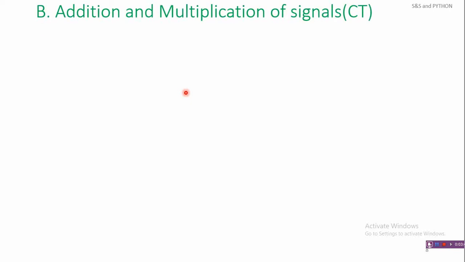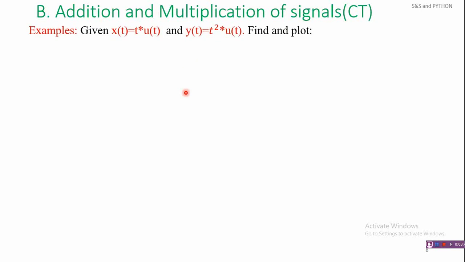Suppose we have two or more signals and we want to perform some arithmetic operation on them: addition, subtraction or multiplication. Here I have taken an example of x(t) = t u(t), that is one signal, and another signal which is y(t) = t squared u(t). Here x(t) itself is a product of two signals and y(t) itself is a product of two signals. How do they look?